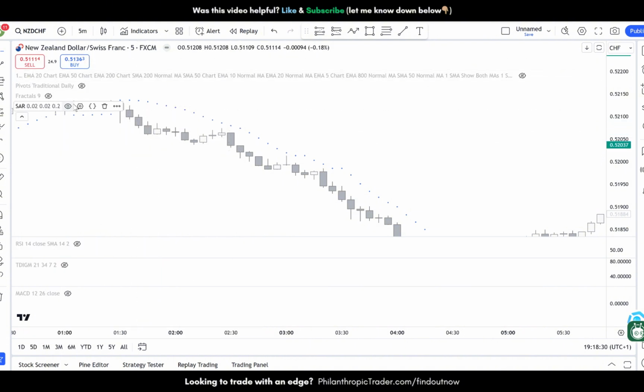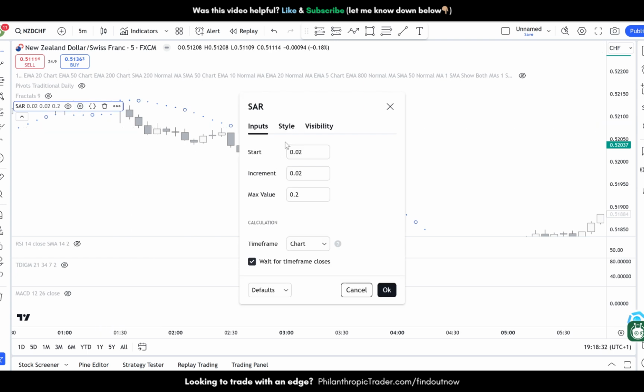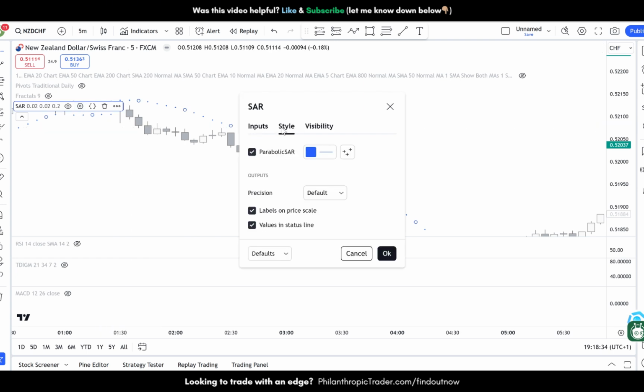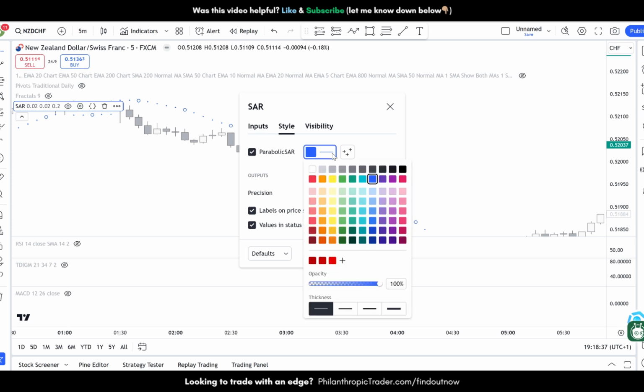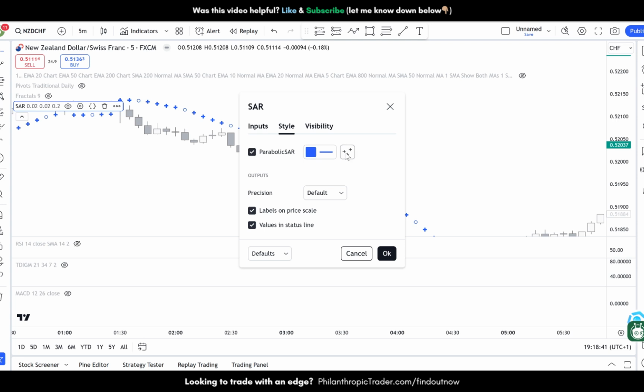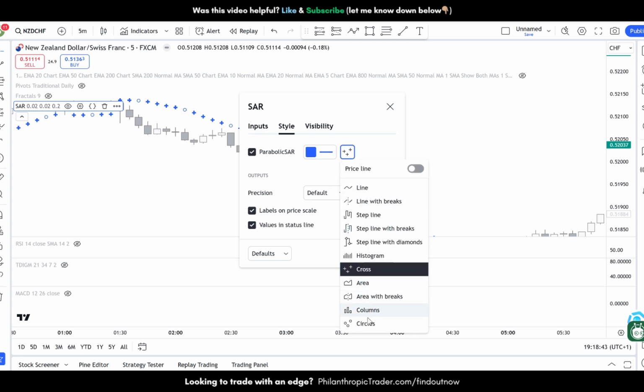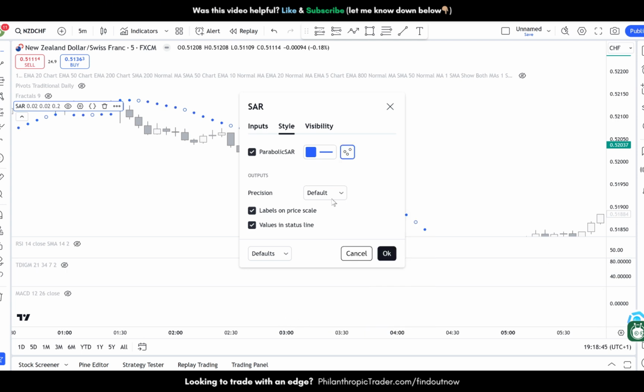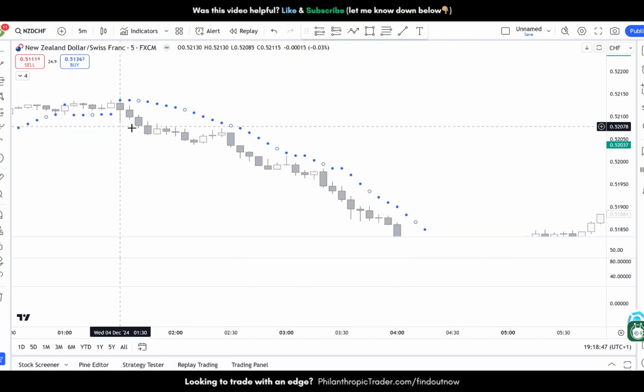Let me play around with the settings a little bit. These are the default settings, but let me make it a little bit bigger. This is too big, but okay, this is okay. And we have the cross, but we can also use circles. I prefer circles. Okay.